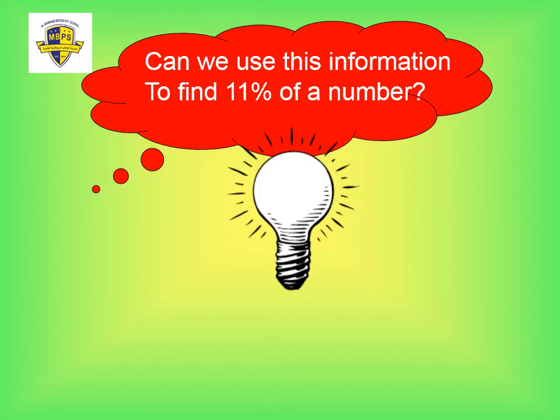So if I want to find 11% of any number, I just have to find 10% of this number and 1% of this number. We know how we find 10%. Can you remind me? We divide the number by 10. Excellent. And to find 1%, we divide the number by 100. Good. So, to find 11%, we just add these two numbers.